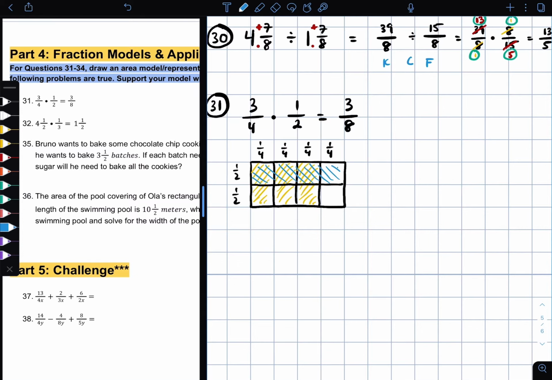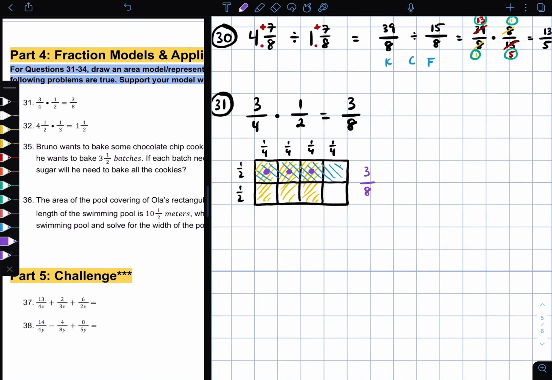So the question is, how do we get 3/8? How do we know that 3/4 times 1/2 is 3/8? Well, if you take a look here, there are 3 of these boxes that got shaded twice. So that's going to be 3 out of the 8 total boxes that we have. So 3 out of 8 of those size squares or boxes. Okay, so that's how to show it.